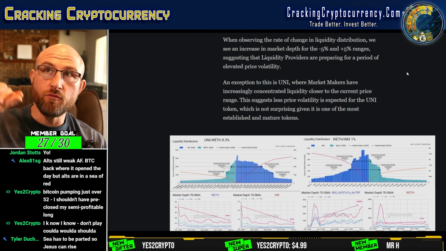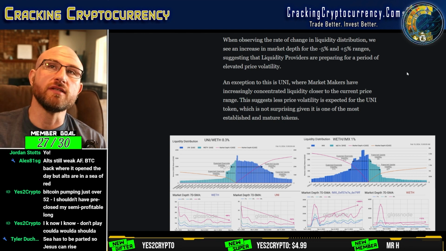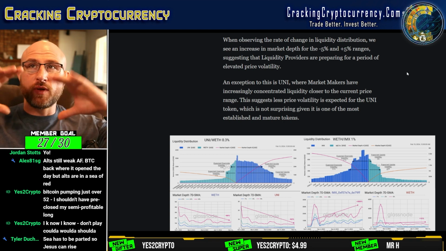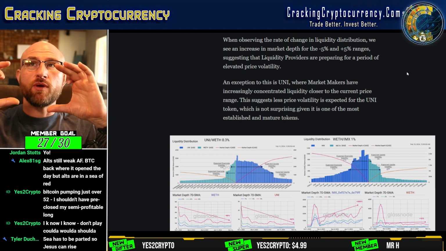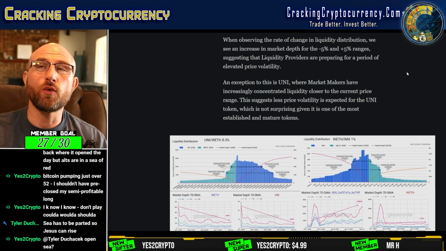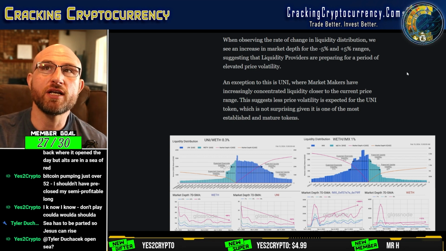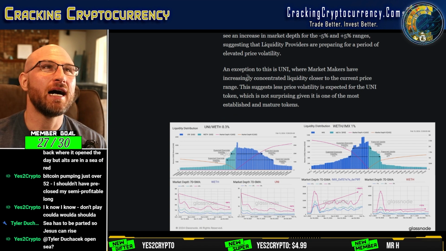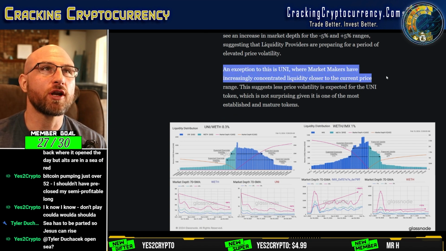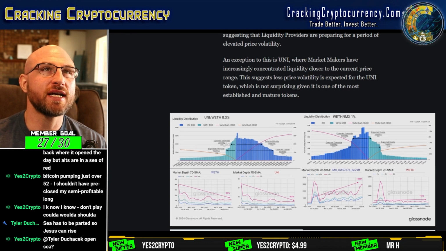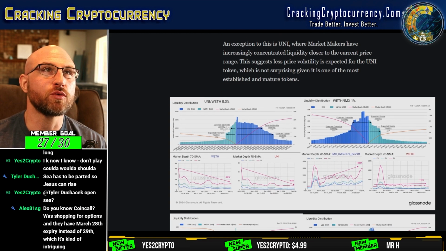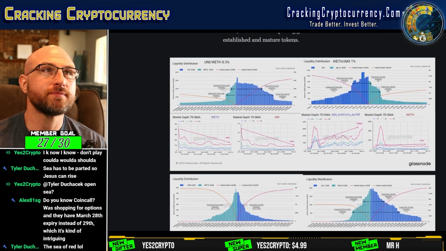This is why movements outside of that liquidity zone matter. This is very similar to our main day trading strategy on Bitcoin. Liquidity is being provided in a tight range, and when price makes a sharp move outside of those liquidity zones, price wants to move back in, reversion to the mean. Price wants to revert back into liquidity. An exception to this is Uni, where market makers have increasingly concentrated liquidity closer to the current price range. This suggests less price volatility is expected for the Uni token, which is not surprising given it is one of the most established and mature tokens.